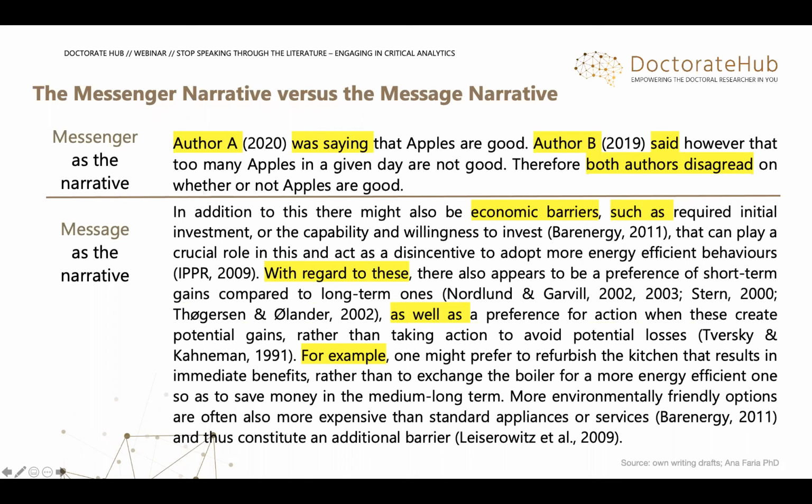Once you advance and become more analytical, the message becomes the narrative. Like in this case below, where you look at economic barriers from different points of view, and you express it with words like "with regards to these" or "as well as", for example, so you bring in further evidence. This is moving one step further from descriptive writing into analytical writing. And as you go along, this analytical, critical writing will increase.